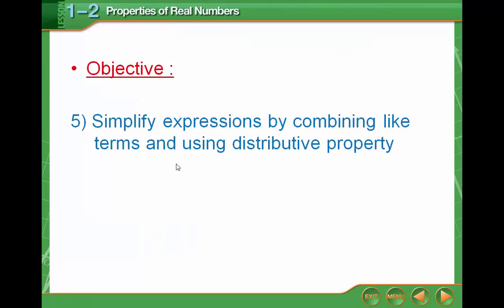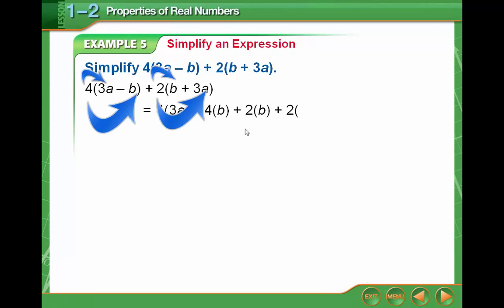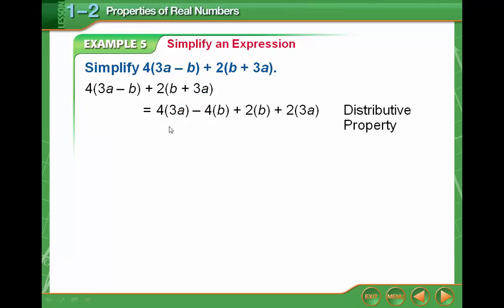The last thing I'm going to explain is how to simplify expressions by combining like terms and using distributive properties. This is an example. They want us to distribute: 4 times (3a minus b) plus 2 times (b plus 3a). First of all, we use the distributive property because we cannot combine like terms inside. Then we multiply: 4 times 3a is 12a, negative 4 times b is negative 4b, 2 times b is 2b, 2 times 3a is 6a.